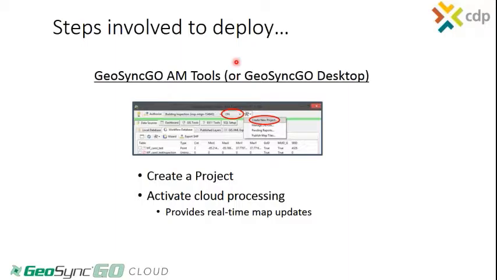So the first thing you need to do is create a project, a map project. You want to have a project available. And you'll notice from GeoSync GO AM tools, once you've logged into your account, you can simply go to the toolbar, click New Project, and it'll ask you for a name, just some basic information. It'll create a project. In this case, we already have this project. I've created one called Building Inspection, and we have a project ID that is very important. You will refer back to this soon.